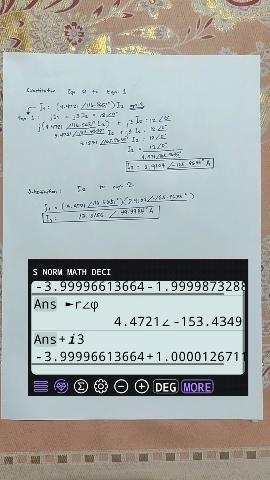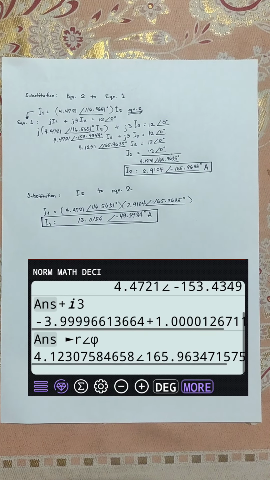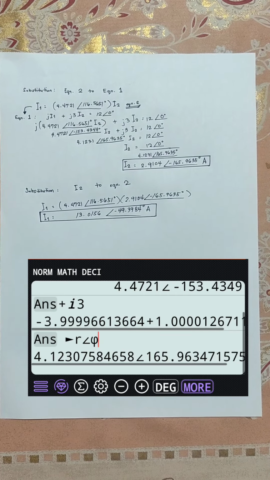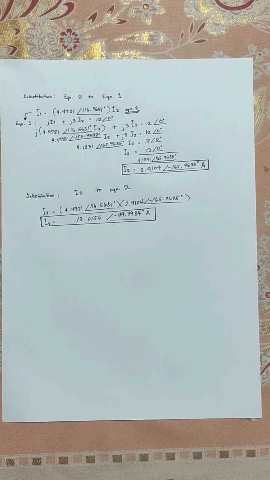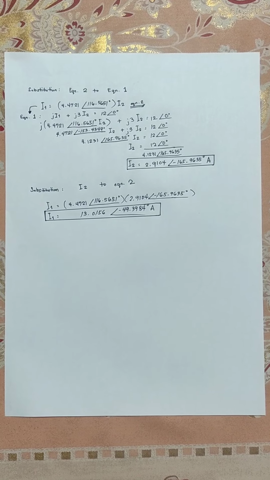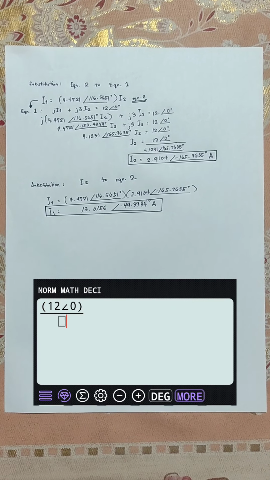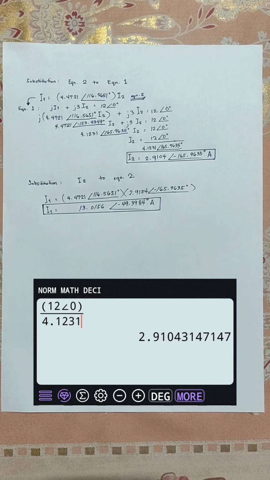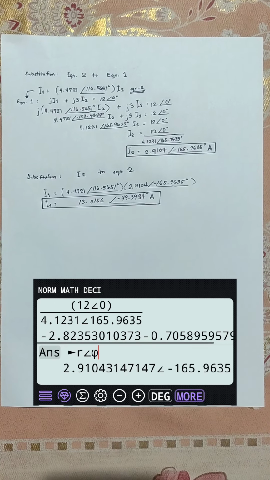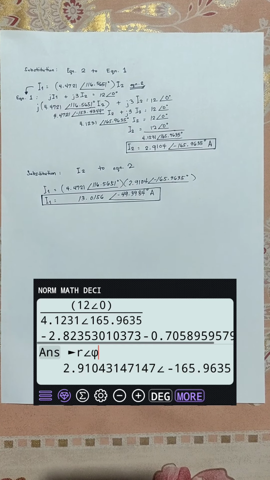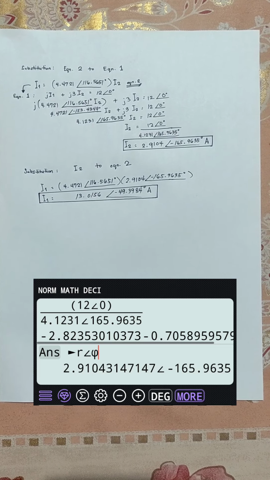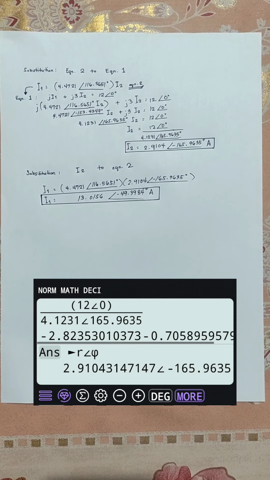Simplifying again, 4.1231∠165.9635° I2 is equal to 12∠0°. To get I2, we will divide 12∠0° by 4.1231∠165.9635°, and we will get 2.9104∠-165.9635° amperes for the value of I2.